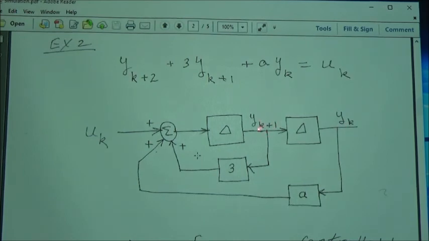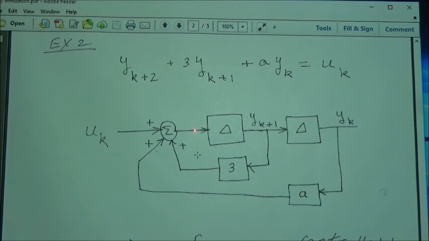And then you go one more delay because you have a second order system here. You have y of k plus 1, and this becomes y of k plus 2, which is this. So what is y of k plus 2? It is u of k minus a times y of k minus 3 times y of k plus 1. So the input here is u of k.